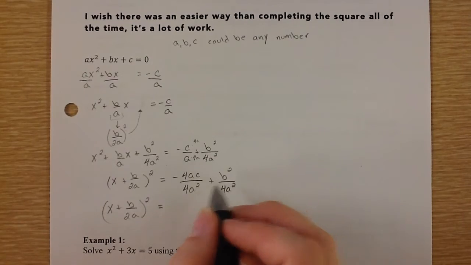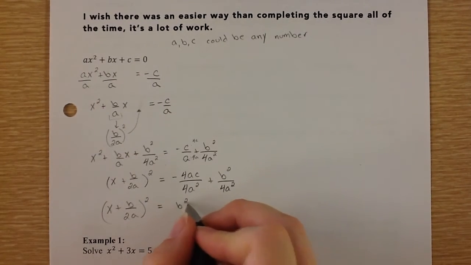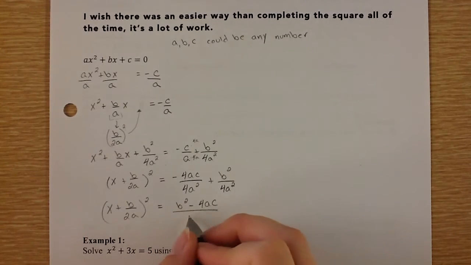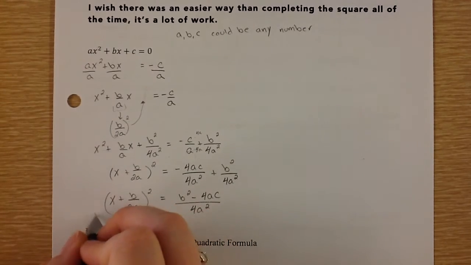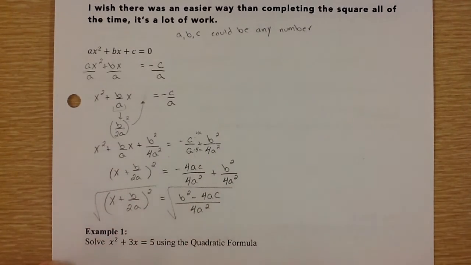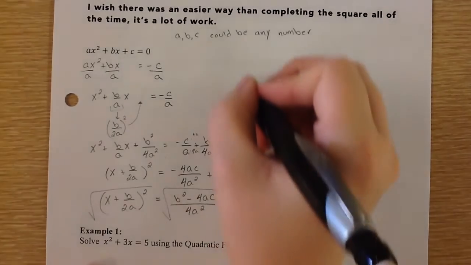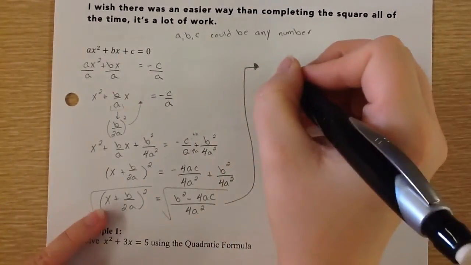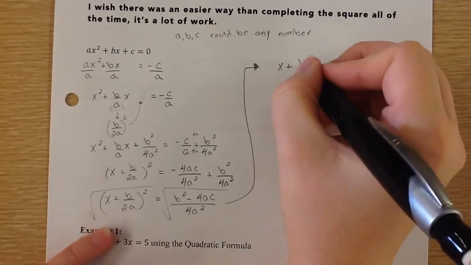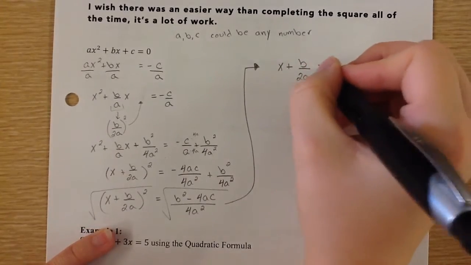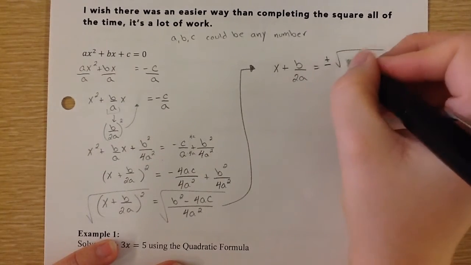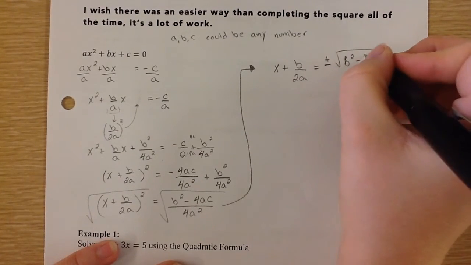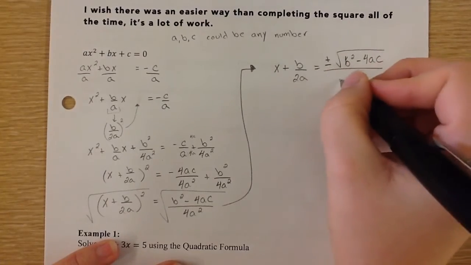And now let's just go ahead and flip-flop this so I can put my positive first. So I'd have b squared minus 4ac all over 4a squared. And now we square root both sides, right, to get rid of the squared. So let's square root this side, let's square root this side. Okay, so now let's take it up over here. So we'd have x plus b over 2a equals plus or minus, remember when we square root both sides, and let's square root the numerator, which is the square root of b squared minus 4ac over, let's square root the denominator.